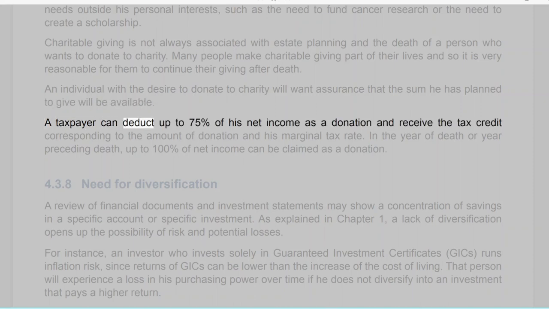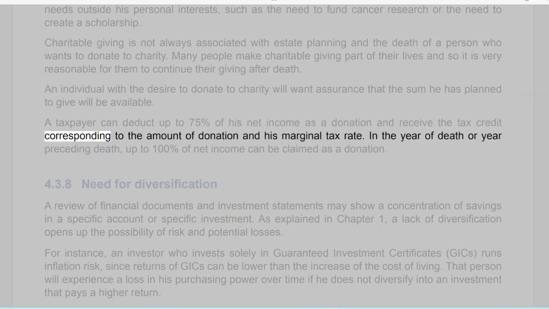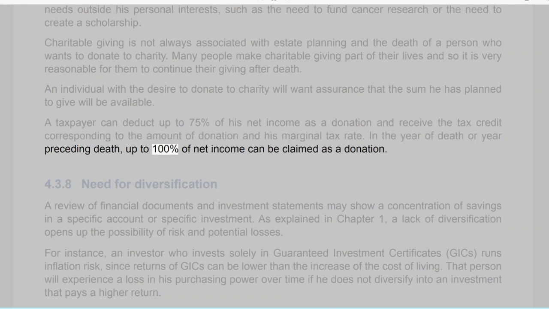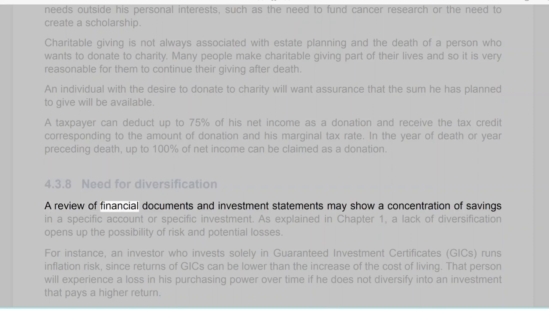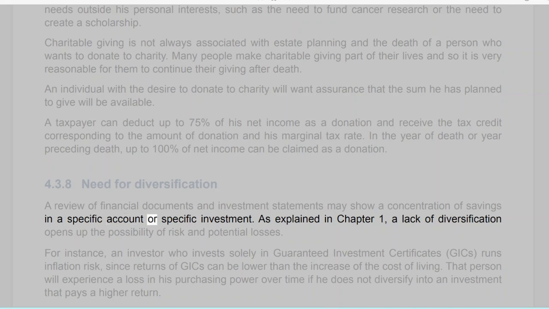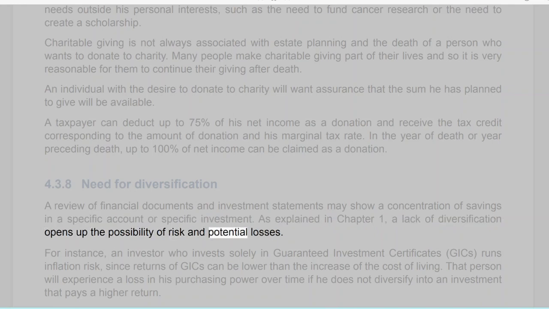A taxpayer can deduct up to 75% of his net income as a donation and receive the tax credit corresponding to the amount of donation and his marginal tax rate. In the year of death or year preceding death, up to 100% of net income can be claimed as a donation. 4.3.8 Need for diversification. A review of financial documents and investment statements may show a concentration of savings in a specific account or specific investment. As explained in Chapter 1, a lack of diversification opens up the possibility of risk and potential losses.